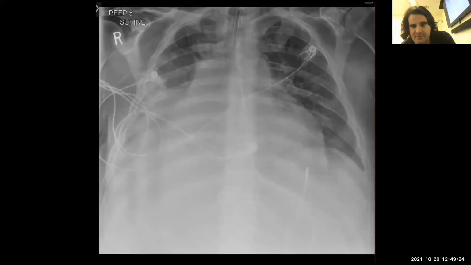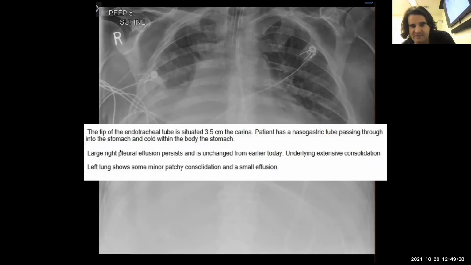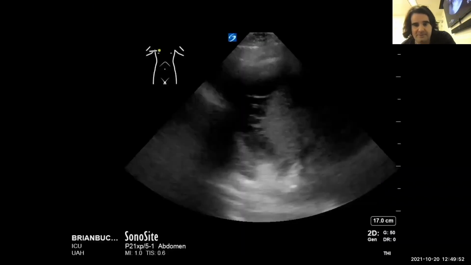And here's the X-ray. This is from early October. You can see here again a large amount of fairly dense consolidation infiltrate, which looks probably like a pleural effusion and some loss of aeration superiorly. And basically the report is large right pleural effusion persists and is unchanged, underlying extensive consolidation. Fair enough. And so I was asked to put a chest tube in, and I thought, well, let me take a look first.